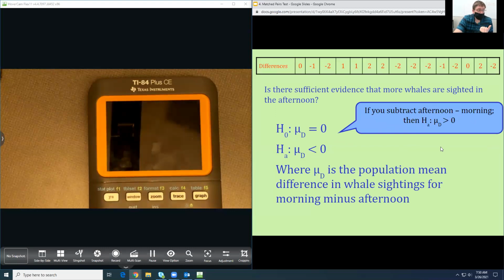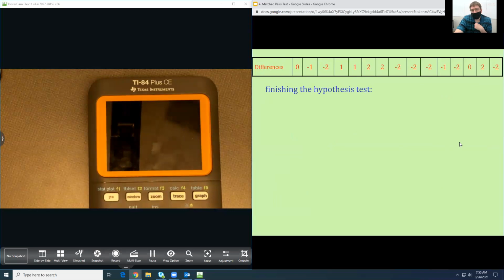Because again, we would be assuming that the afternoon has larger numbers, right? That's the question we're trying to ask. Are there more whales in the afternoon? So if we did afternoon minus morning, then we would expect larger numbers minus smaller numbers. So we would expect positive. All right, so let's finish the hypothesis test with the actual calculation.